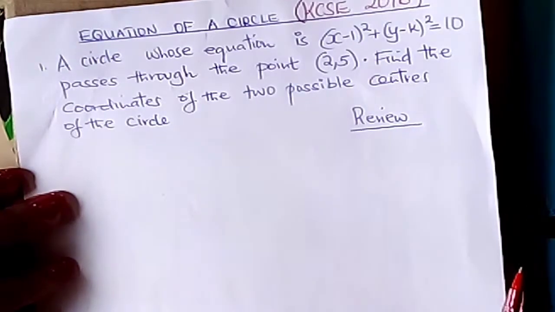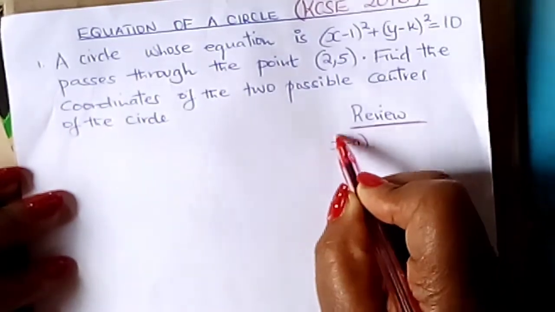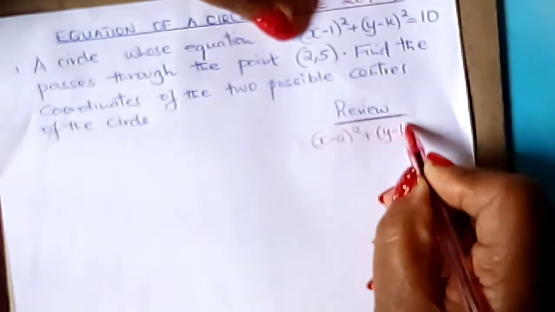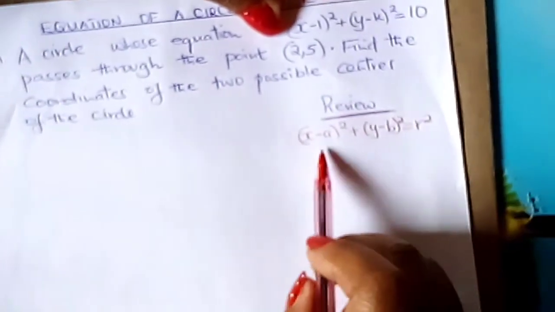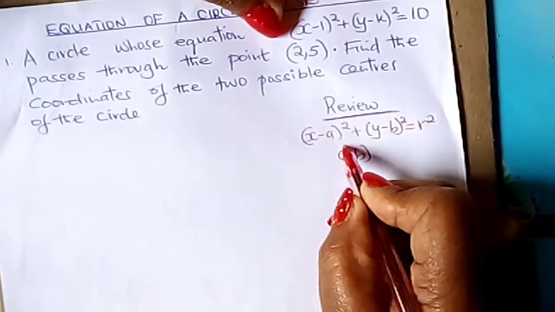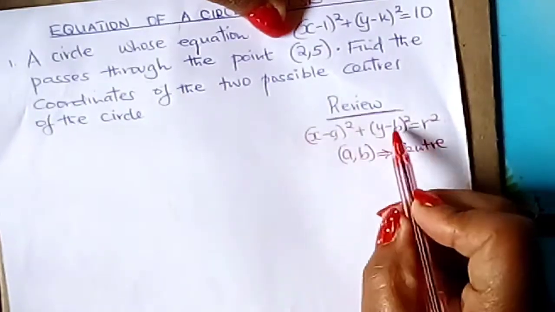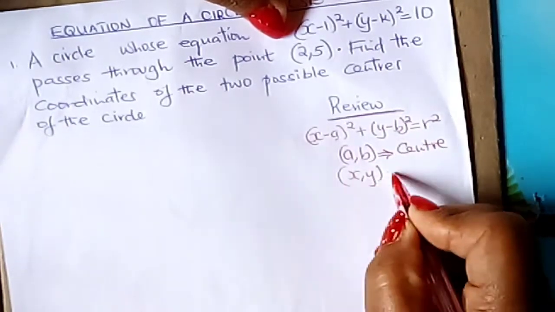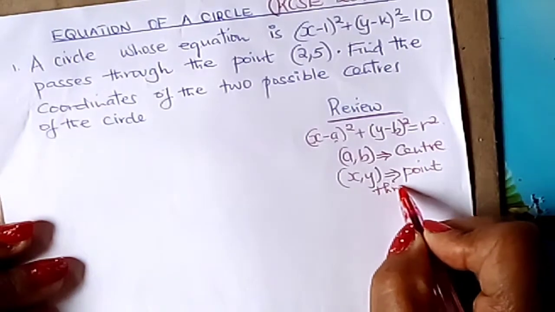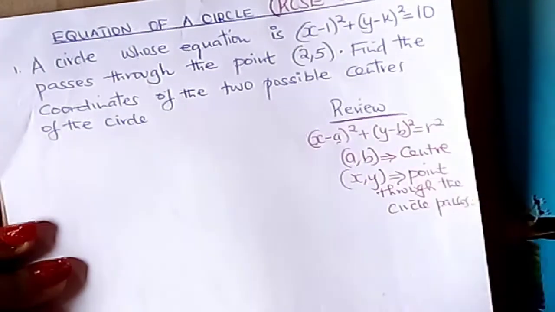So learner, for us to be able to work out this problem, we need to do some review here. We need to remember that the general equation of a circle is (x - a)² + (y - b)² = r². We need to remember this equation of a circle. In this case, a and b refer to the coordinates of the center. x and y refer to the point through which the circle is passing, or through which the circle passes.